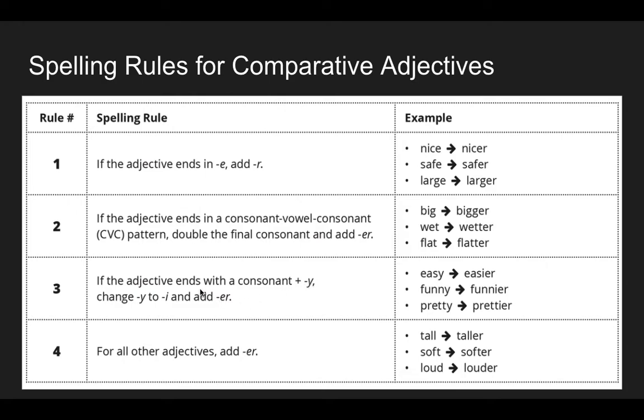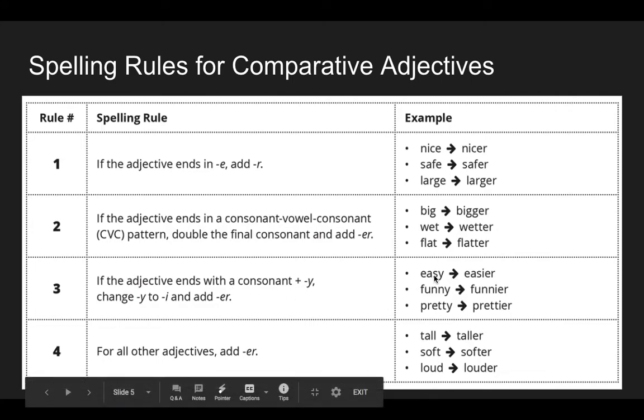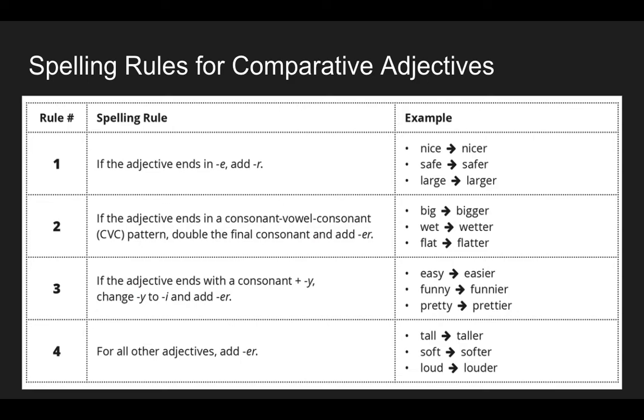Also, if the adjective ends in a consonant and a Y, like easy, funny, pretty, we change it from Y to IER. And all other adjectives, we add the ER as normal. Tall, taller, soft, softer, loud, louder.